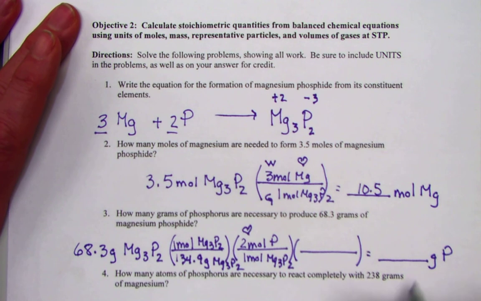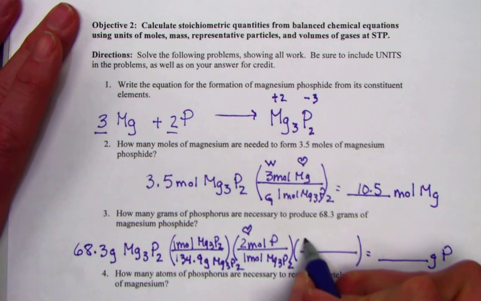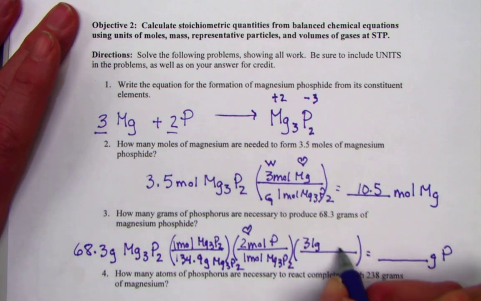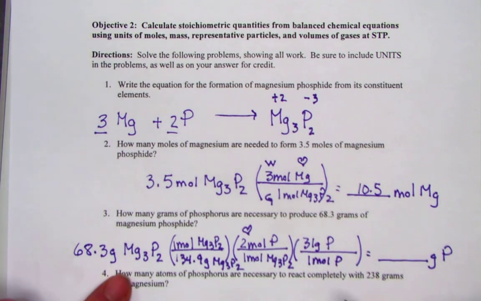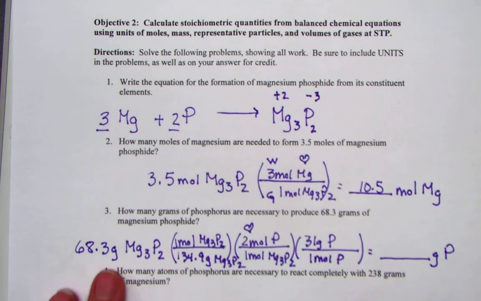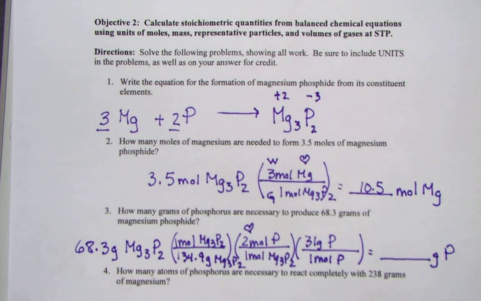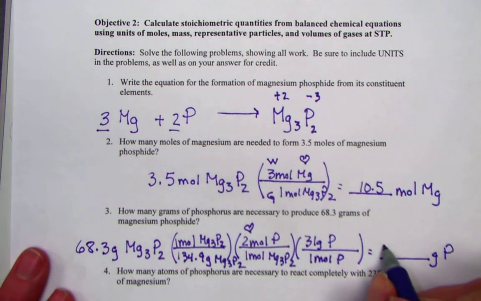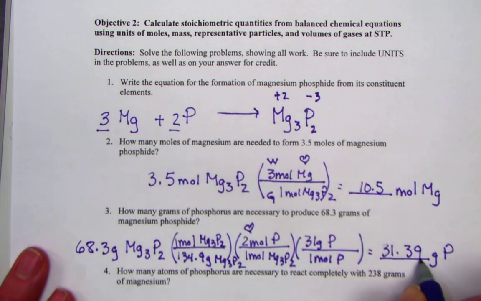In the last step, since we want to land at a gram, we will take 31, the atomic weight of phosphorus, in every 1 mole of phosphorus. Divide, ratio, multiply, the 3 steps in our stoichiometry roadmap. Let me hit it for us. 68.3 divided by 134.9 times 2 times 31. I get 31.39 grams of phosphorus.